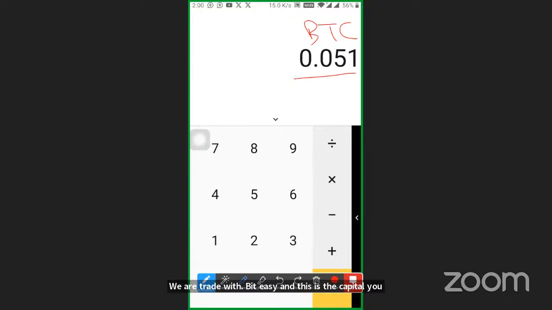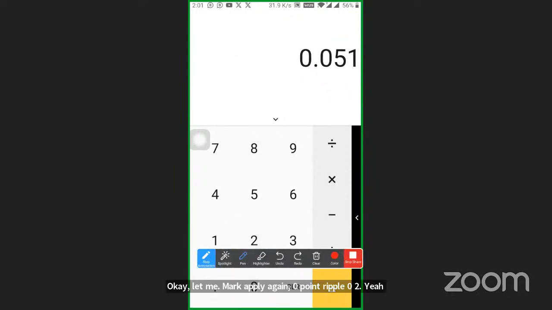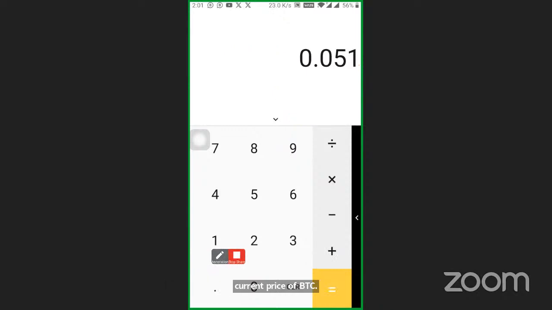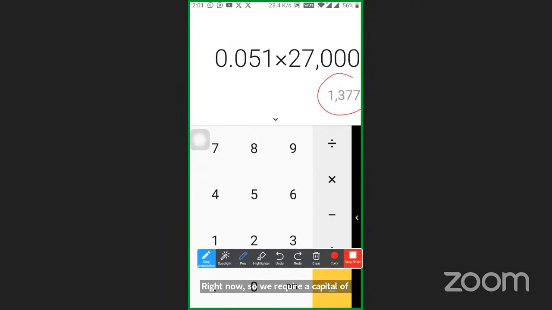If you want to have an idea how much USDT is required to buy this amount of BTC, you have to multiply it. Let me multiply again. 0.0002, yeah, this was the first buy. And if you want to calculate how much in USDT this quantity of BTC is, multiply it with the current price of BTC. What is the current price of BTC? It may be 27, it may be 26, or maybe more. Let's take, for example, that it is $27,000 right now. So we require a capital of 1,377 USDT. This is in the form of USDT, and this is in the form of BTC.